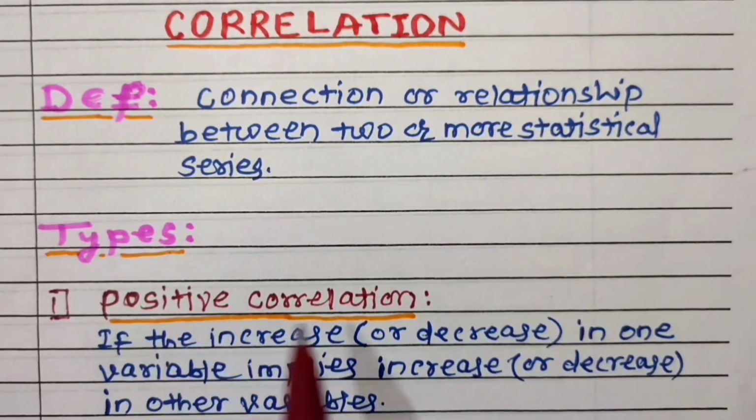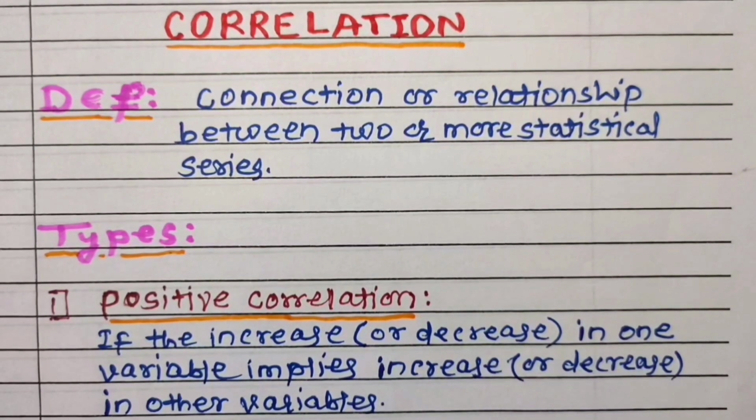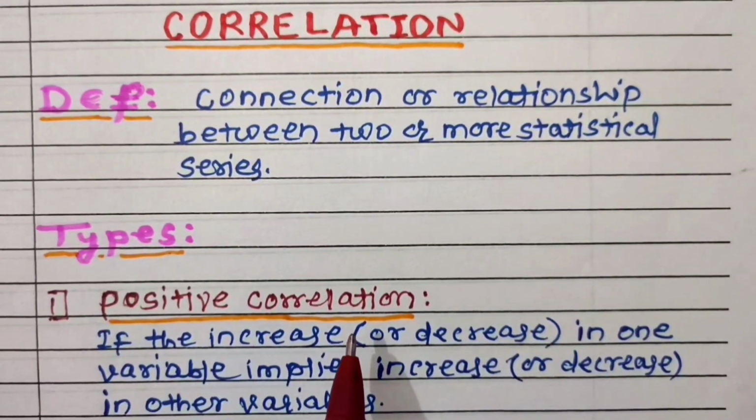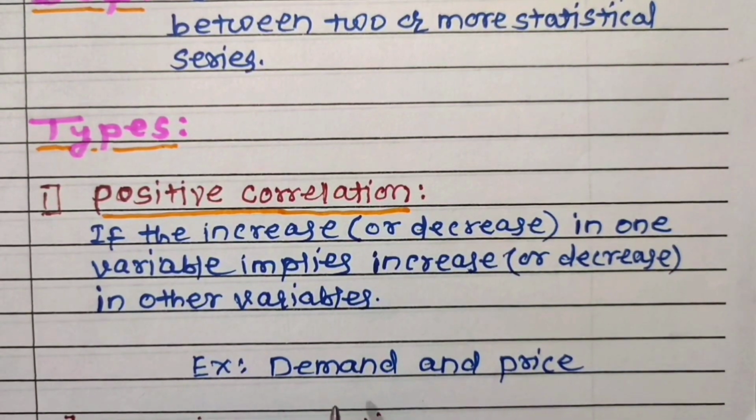Type number one, positive correlation. If the increase or decrease in one variable implies increase or decrease in the other variable, then such type of correlation is known as positive correlation. Example for positive correlation is, this is a general example, demand and price.